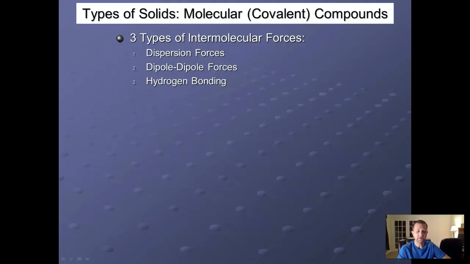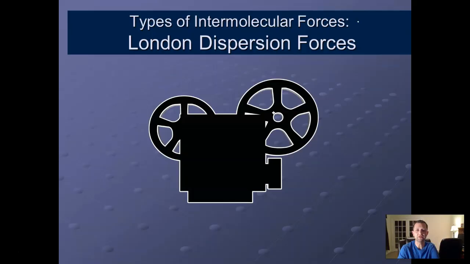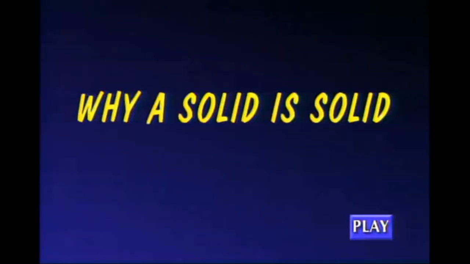Okay, so you may recognize these from Chem 1. We have 3 main types of intermolecular forces: dispersion, or London dispersion, dipole-dipole, and hydrogen bonding. We're going to take a look at London dispersion forces first. That takes up the majority of this discussion, and then we'll look at the other 2. So a quick video clip on London dispersion, to get a good visual, and then we'll go on from there.